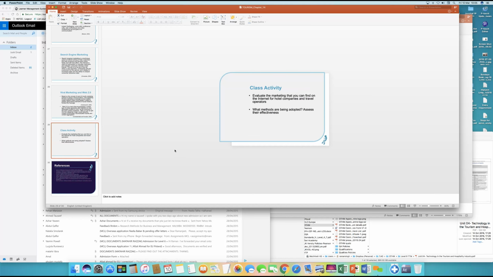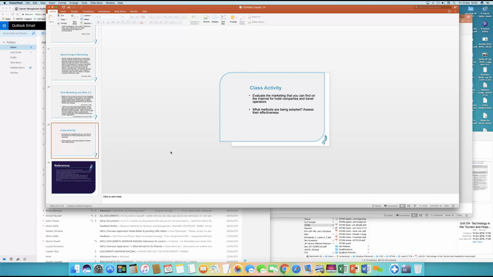Now, can you look at evaluating marketing from the context of the internet, and how hotel companies and travel operators would promote their products and services using the internet? And then maybe let us look at listing a few methods that they will adopt to effectively promote their product and service.